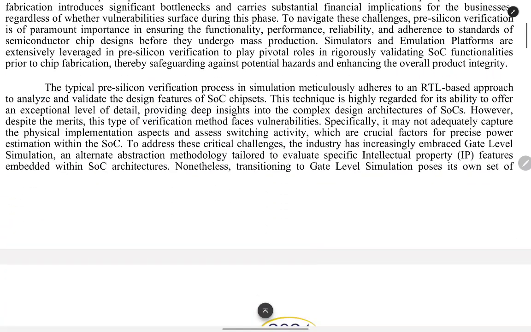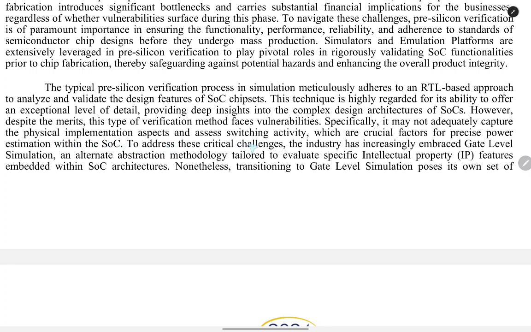The typical pre-silicon verification process in simulation meticulously adheres to an RTL-based approach to analyze and validate the design features of the SoC chipset. This technique is highly regarded for its ability to offer an exceptional level of detail, providing deep insight into complex design architectures of SoCs. However, despite the merit, this type of verification method faces vulnerabilities. Specifically, it may not adequately capture the physical implementation aspects and assess the switching activity, which are crucial factors for precise power estimation within the SoC.